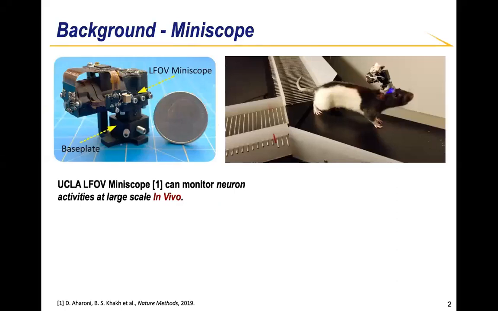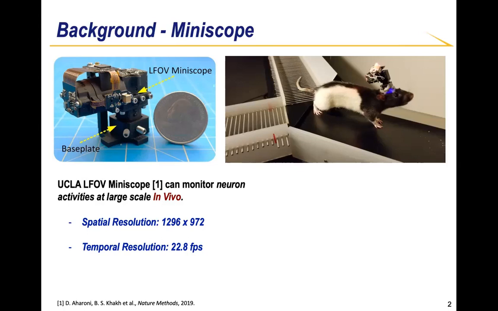Developed at UCLA, the Miniscope has become a popular device in supporting real-time monitoring of cell activity from a certain brain region in vivo, which means recording calcium images while allowing the animal to behave freely in an open field. The spatial resolution of the state-of-the-art LFOV Miniscope can be quite large, about 1300 by 1000. The temporal resolution is above 20 frames per second.